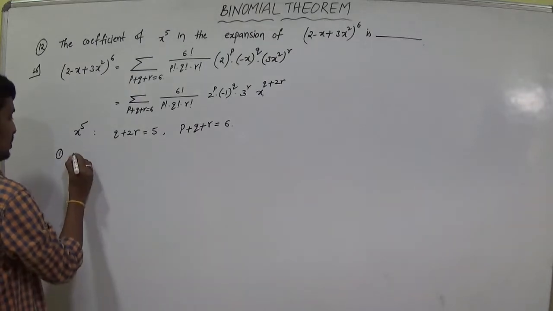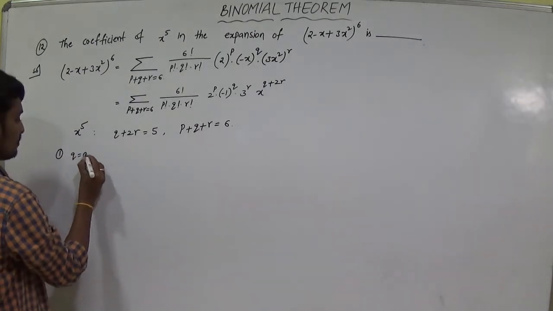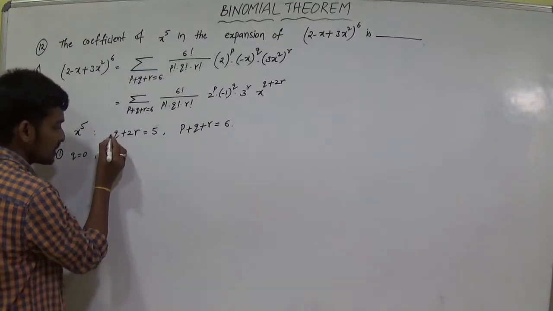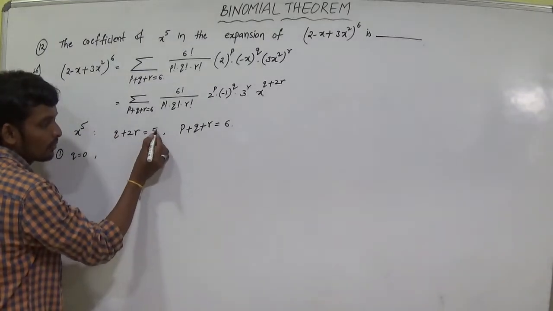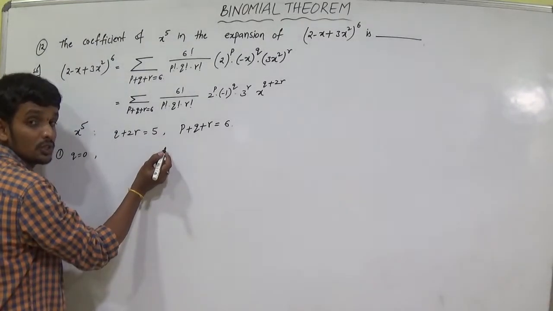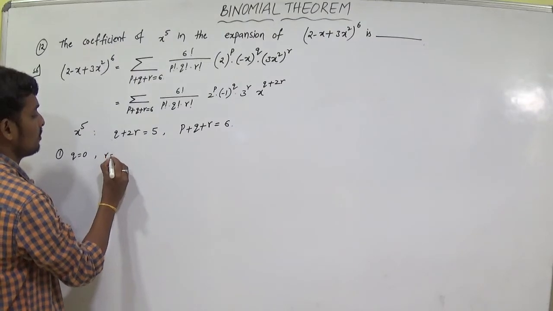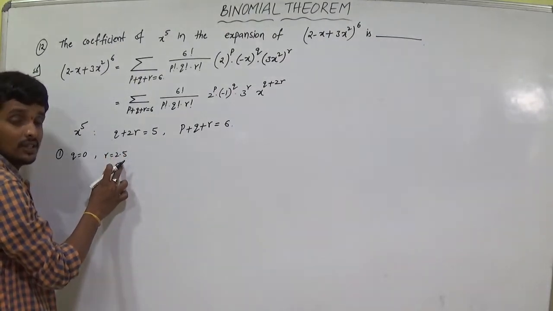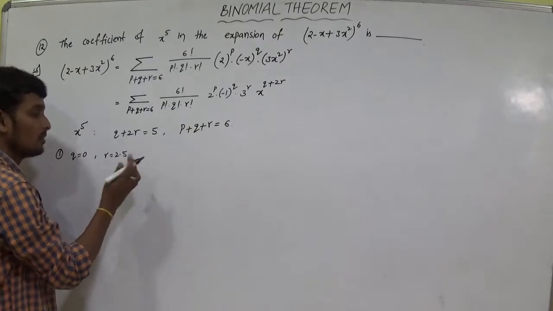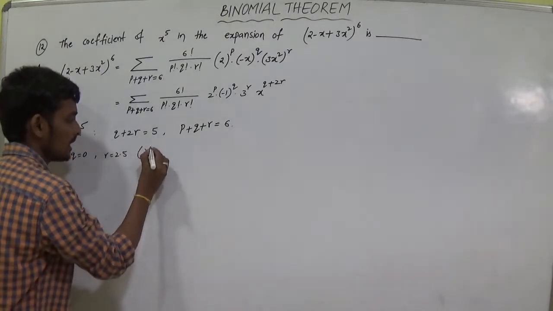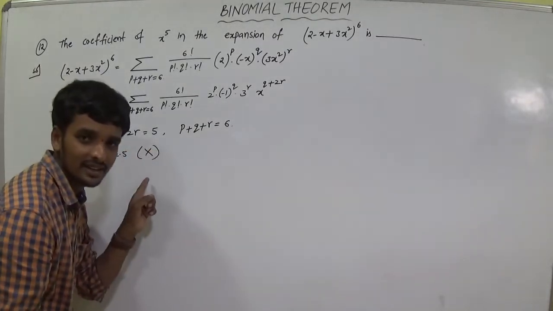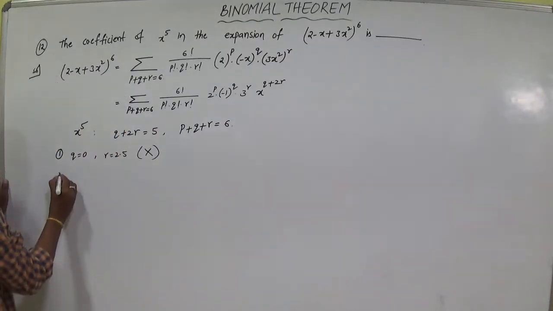I am taking q is equal to 0. If you apply q is equal to 0, r is equal to 5 by 2, which is 2.5. This is not a positive integer, this is a rational number. So this case is not applicable. Are you okay? Now I am taking the second case.